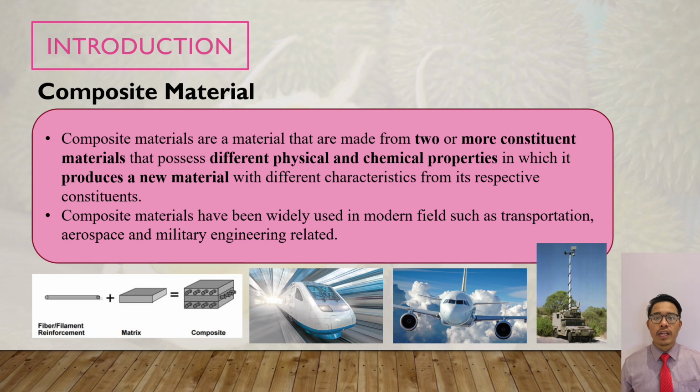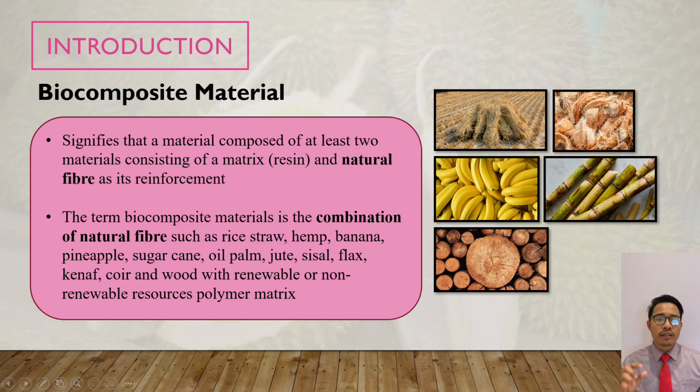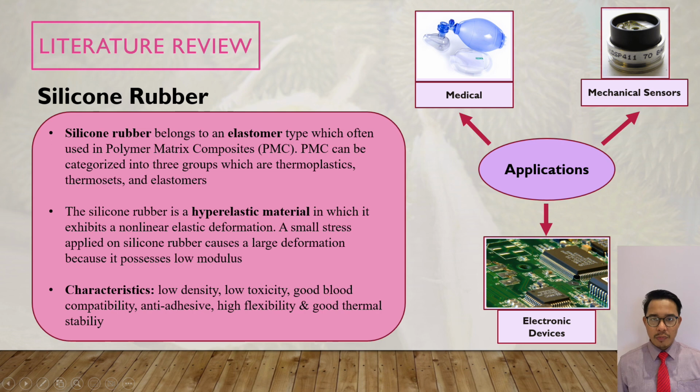Composite materials have been widely used in military engineering, aerospace and transportation. On top of that, there is a term for biocomposite materials. So, what is biocomposite materials? Biocomposite materials signifies that a material composed of at least 2 materials consisting of a matrix and natural fiber as its reinforcement. The term biocomposite is the combination of natural fiber such as rice straw, hemp, banana, kenaf, coir, and etc.